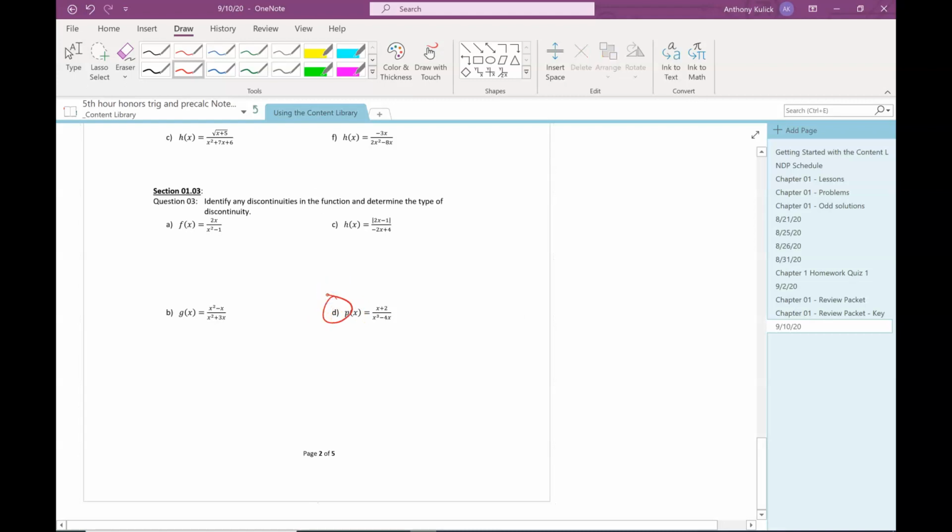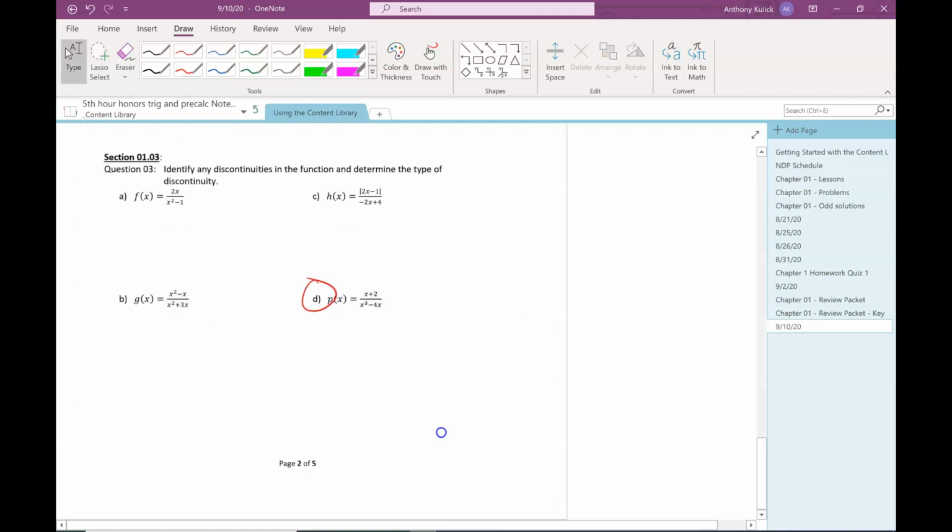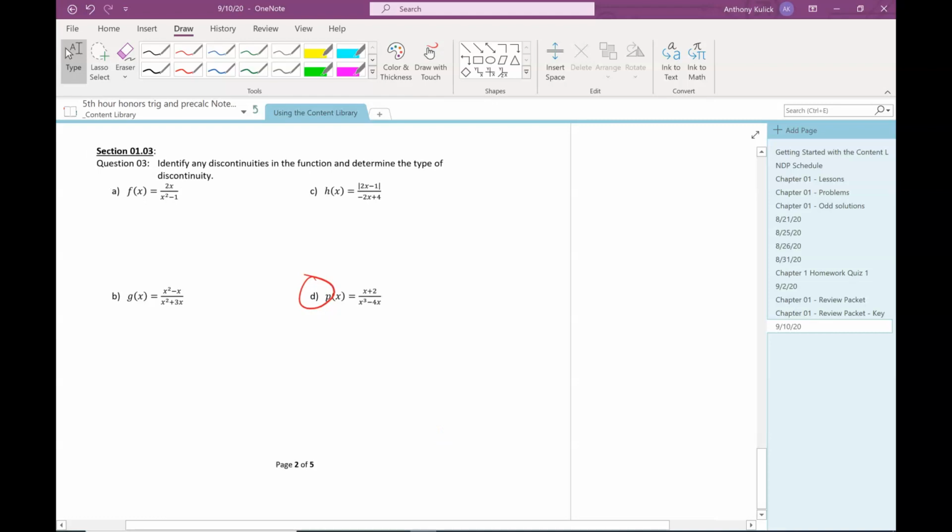So we're talking about this one right here, right? Okay. It says identify any discontinuity in the function and determine the type of the discontinuity. So I'm going to do this algebraically. So I'm going to start by factoring.